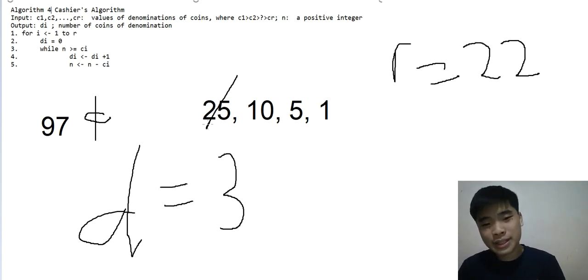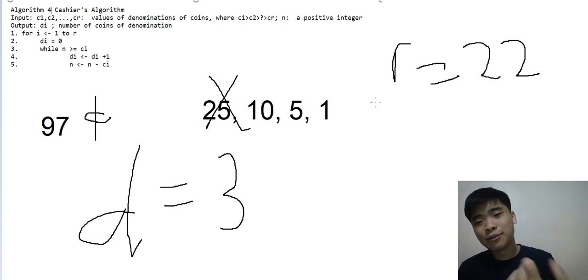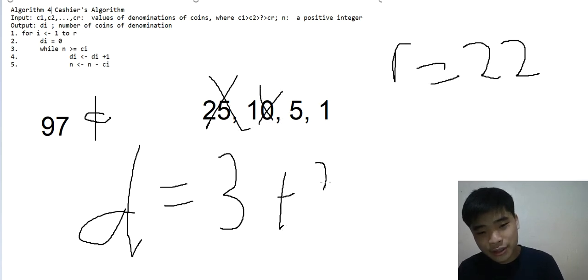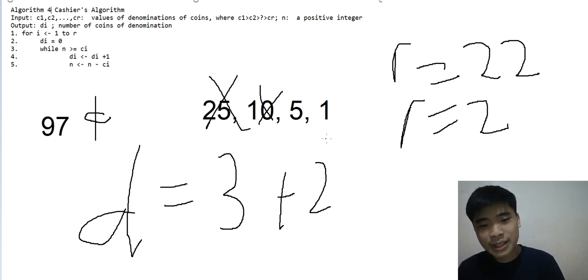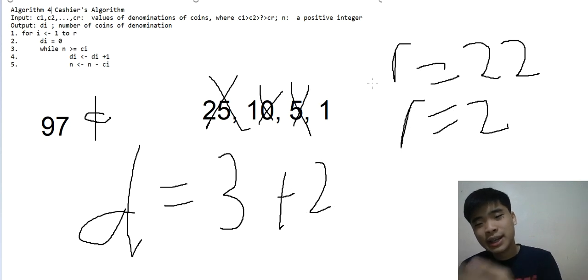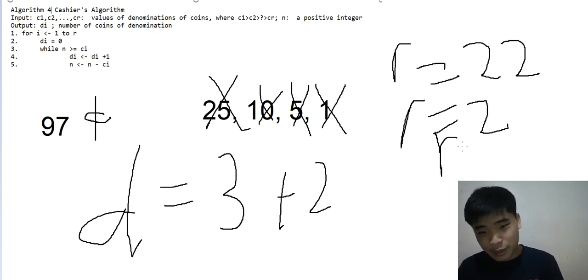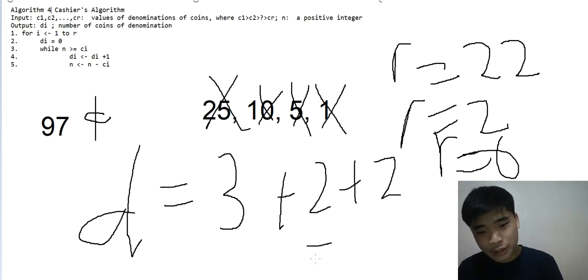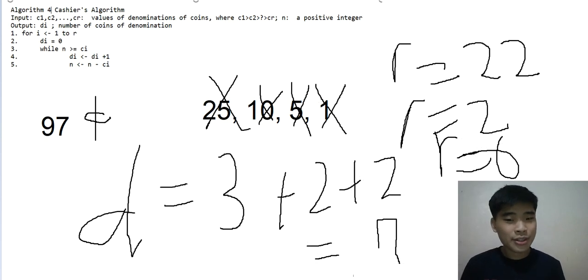So next, we cross this out. Then we divide 22 by 10. Since its quotient is 2, we add to the total denomination count 2. Then we have a remainder of 2. Since it is not divisible by 5, we cross this out, and the last one is 1. Then we divide it by 1. We have a remainder of 0 and a quotient of 2. So the total number of coins here is 7. So that's how the greedy algorithm works. We find the best solution for the current problem.